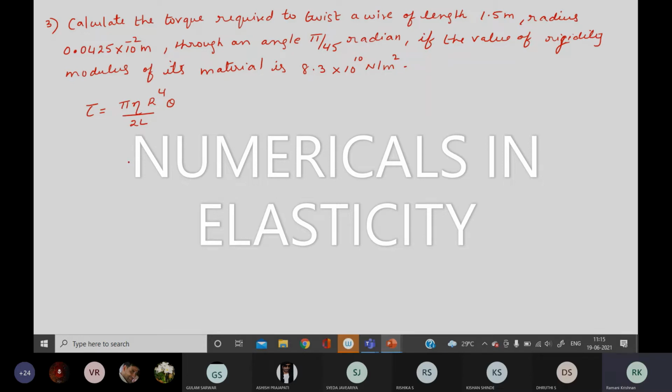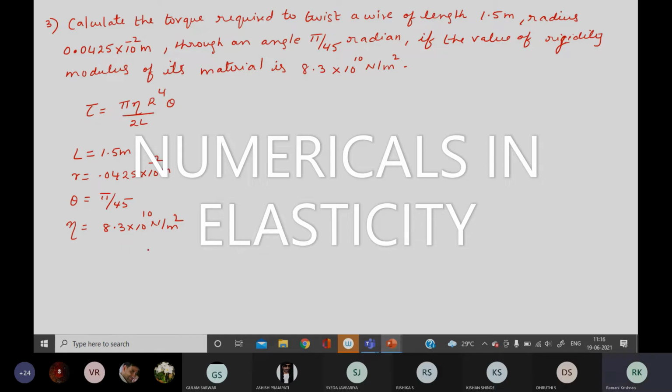So continue. So we have what is given, let us write length of the wire. So length is 1.5 meters. Radius of the wire 0.0425 into 10 power minus 2 meters. You take your calculators. Theta is pi by 45, and rigidity modulus is given. Eta is given as 8.3 into 10 power 10 Newton per meter square. So everything is given. So you have to calculate only the torque. So just it is direct substitution.